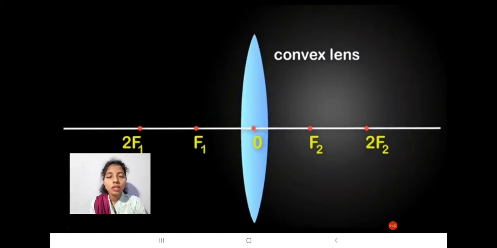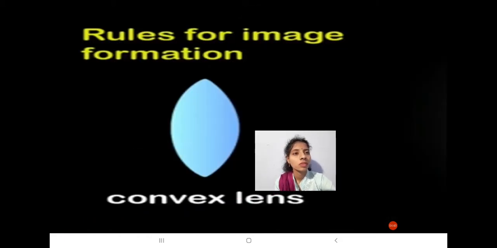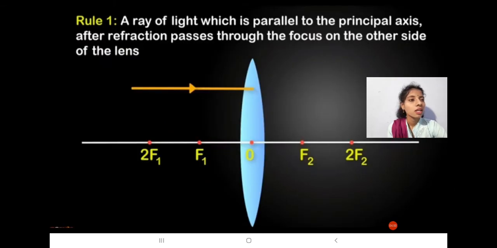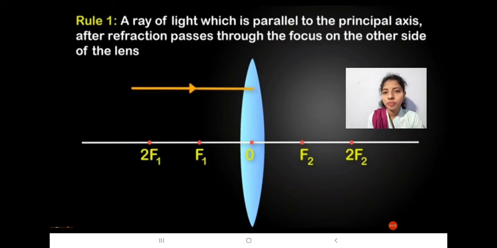Now draw the convex lens. Here rules for image formation for convex lens. Now look at rule 1.